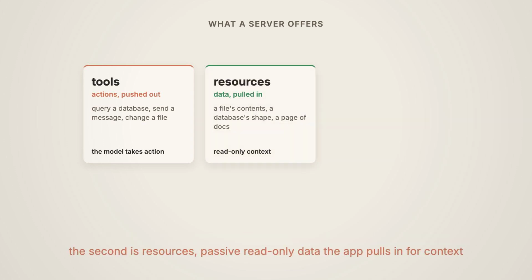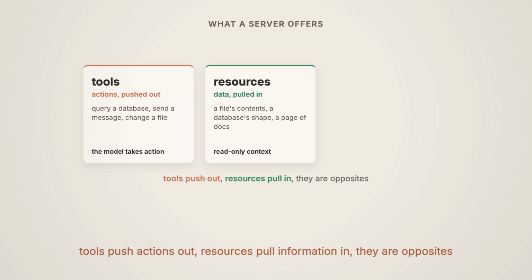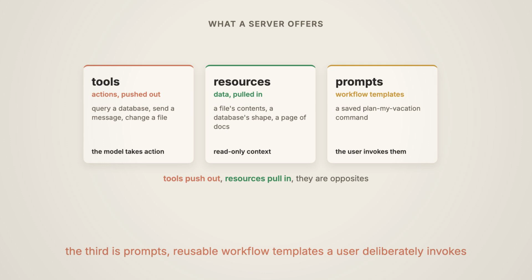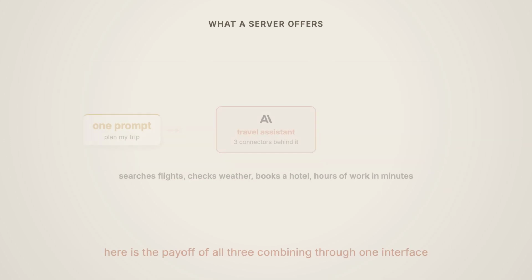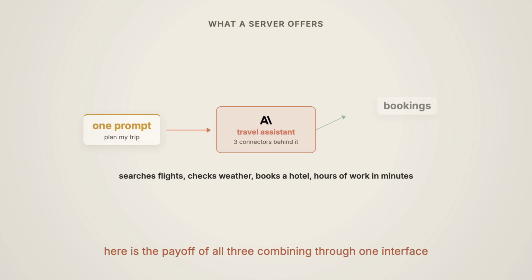The second is resources, passive, read-only data the app pulls in for context. A file's contents, a database's shape, a page of docs, each with a unique address and a type. Tools push actions out, resources pull information in. They are opposites. The third is prompts, reusable workflow templates a user deliberately invokes, like a saved Plan My Vacation command. And here is the payoff of all three combining through one interface.